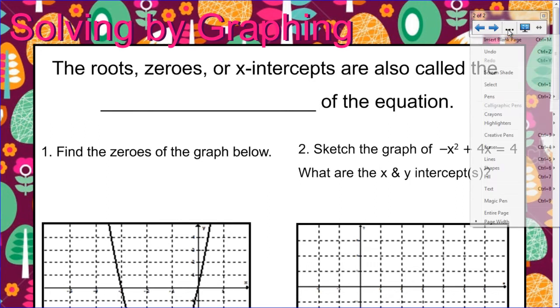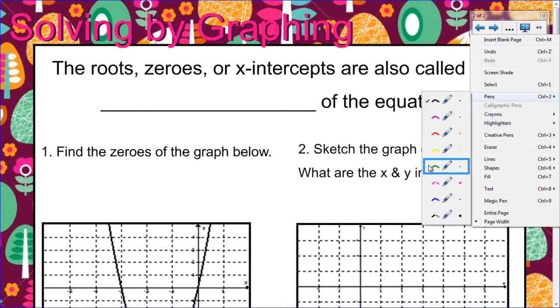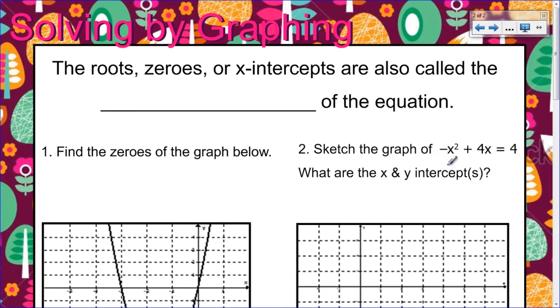We're going to talk about the back side of your foldable today, and we're going to do solving by graphing. Again, we're on the back side of your foldable, and you're also going to need a calculator. If you've got yours with you, you should get it out because it's going to be very important as we move through this lesson.